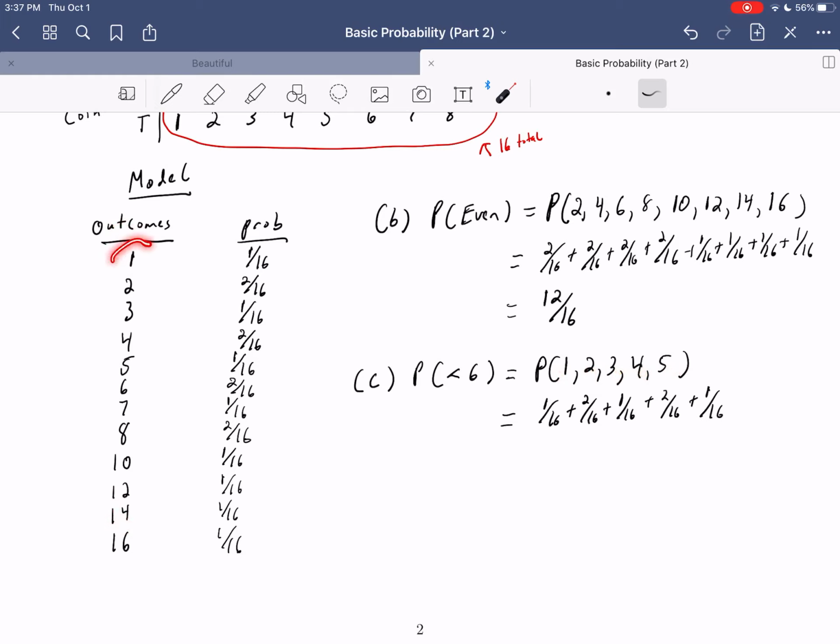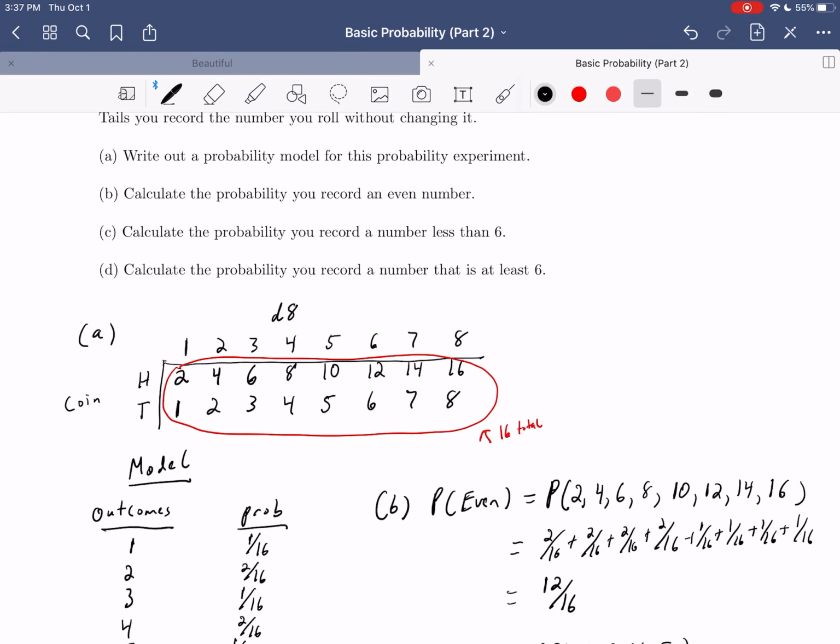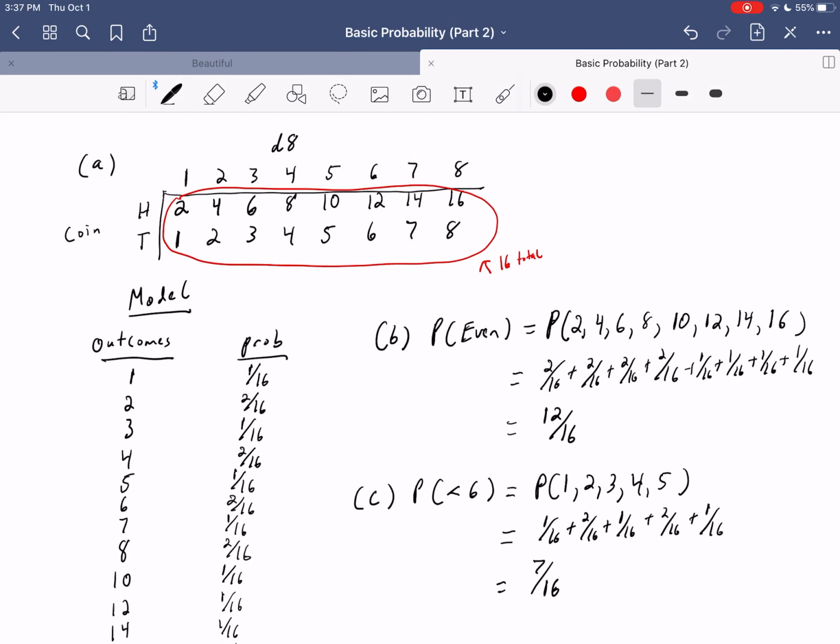So for the 1, it would be 1 out of 16, then 2 out of 16, then 1 out of 16, then 2 out of 16, then 1 out of 16. Just summing all those together. All right, what do we get if we do that? Well, we get 1 and 2 is 3, 4, 6, 7. So the chance that we get a number less than 6 is 7 out of 16. I think we've got one last one to do with this. We want to calculate the probability that you record a number that is at least 6.